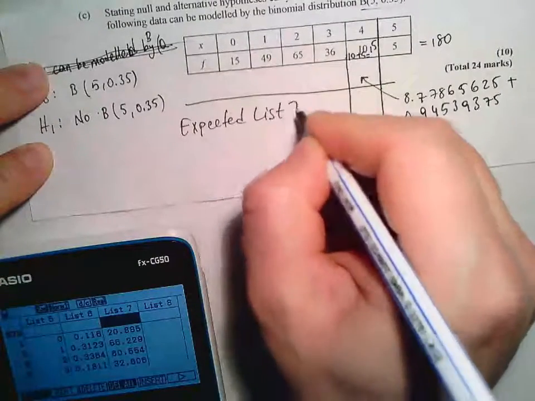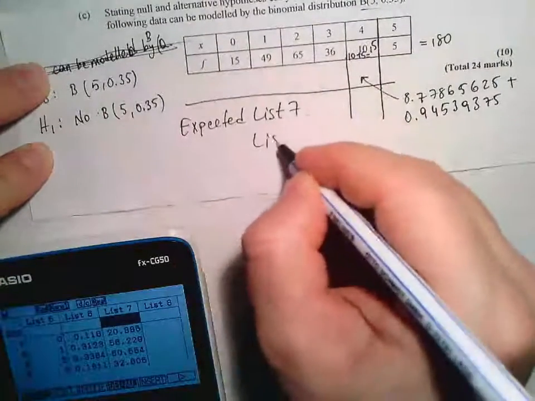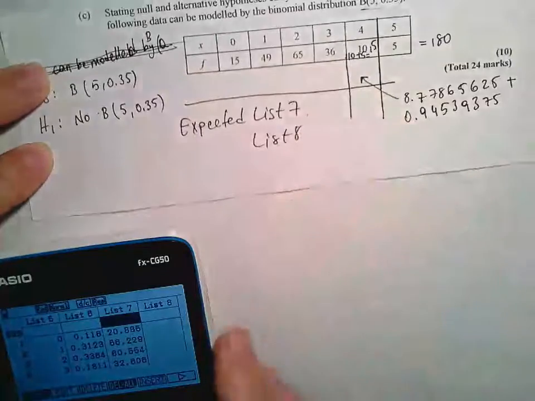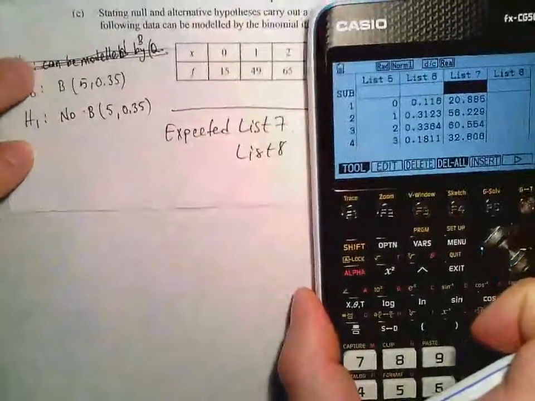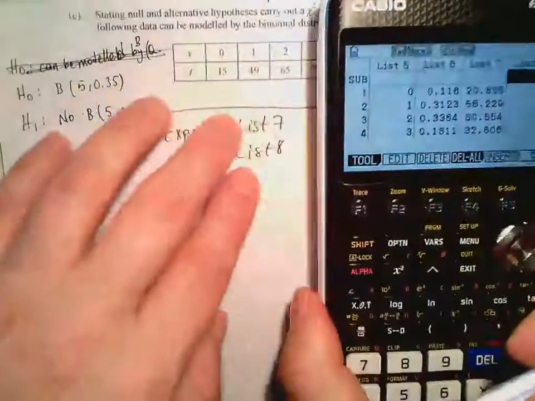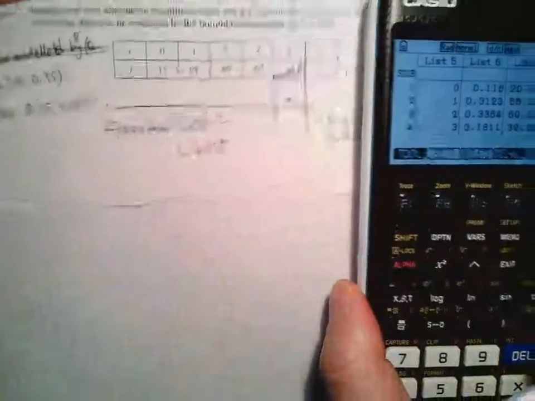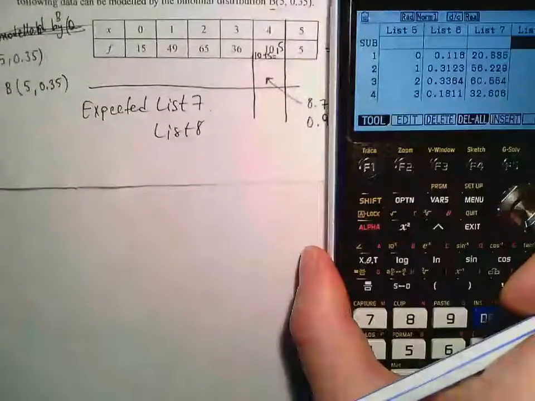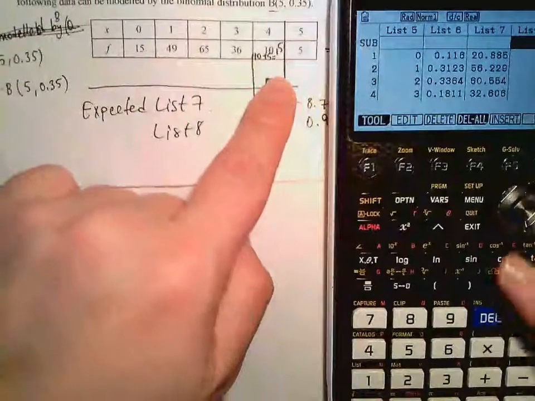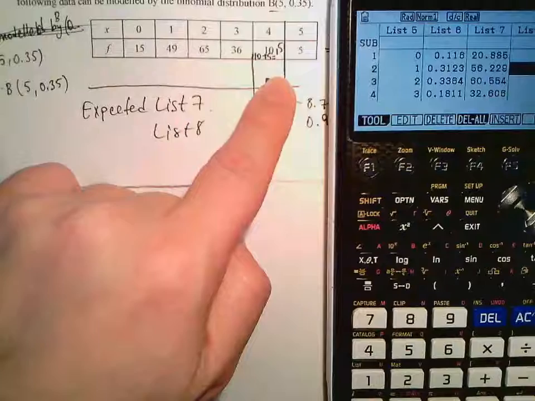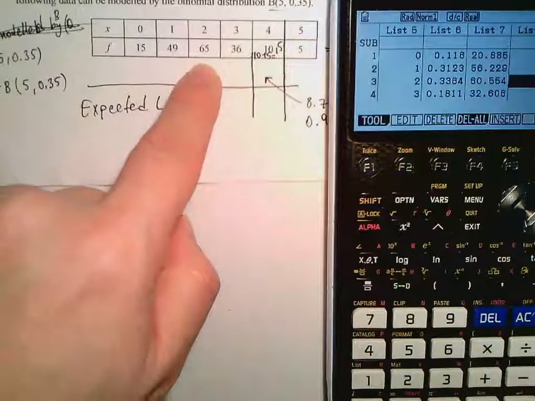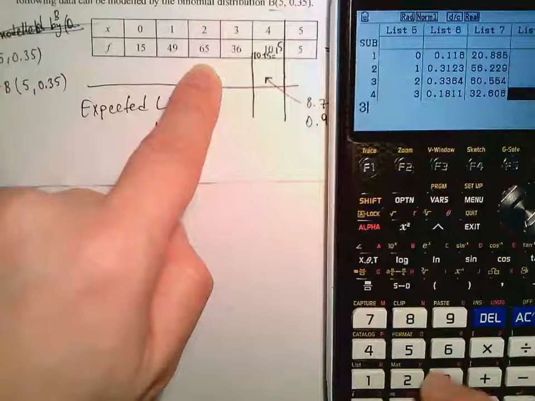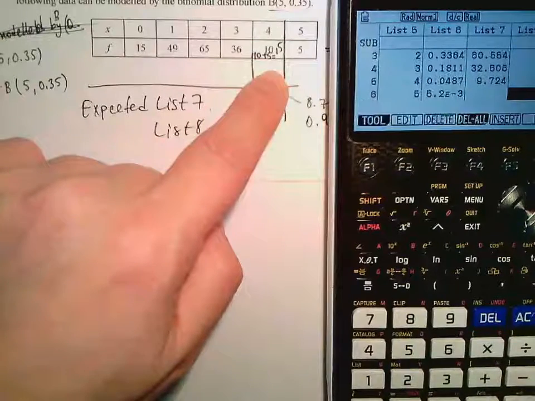Let's say the expected one is list 7. Let's write the observed values in list 8. Be very careful, we already combined the 4th and 5th. Okay, so 15, 49, 65, 36, and 15.